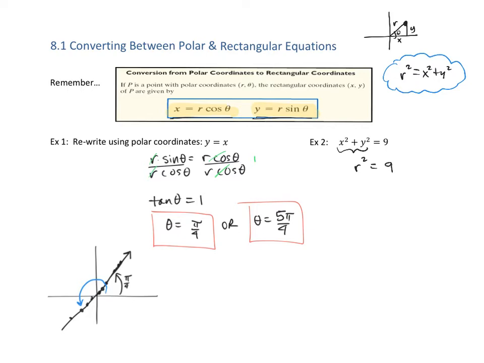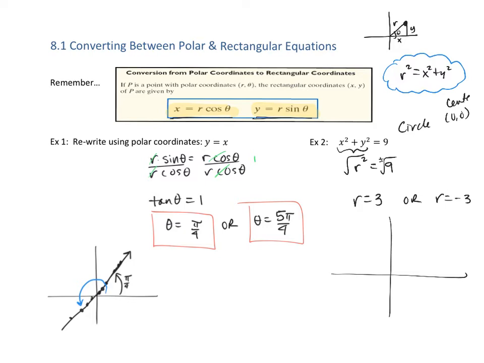Okay, and then I can take the square root of both sides, and I get r is equal to 3, or r is equal to negative 3. And then we could graph that. We know just from the rectangular system, this is a circle. It's centered at 0, 0, and it has a radius of 3.